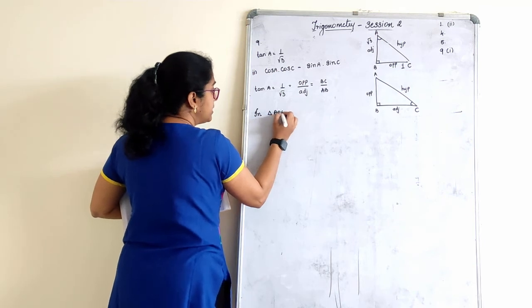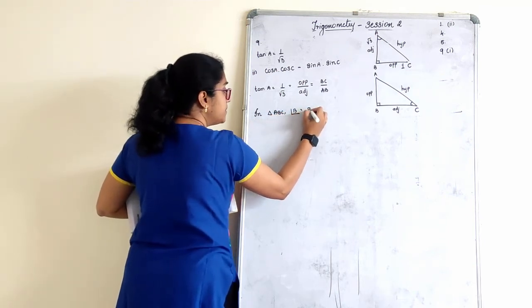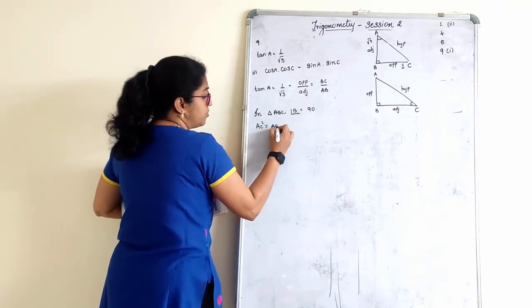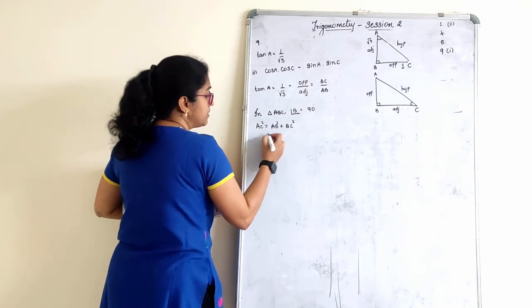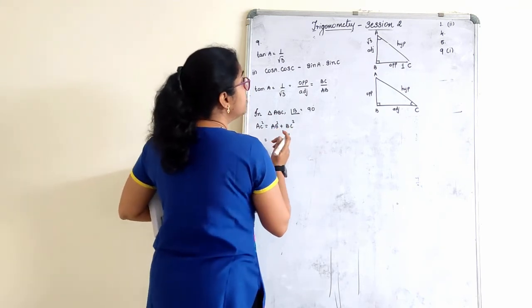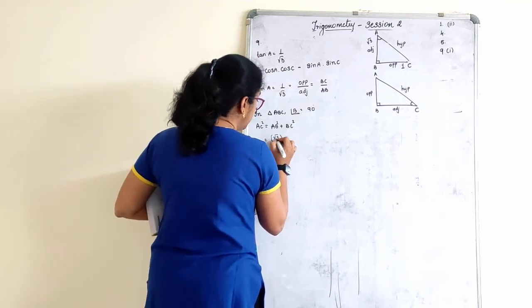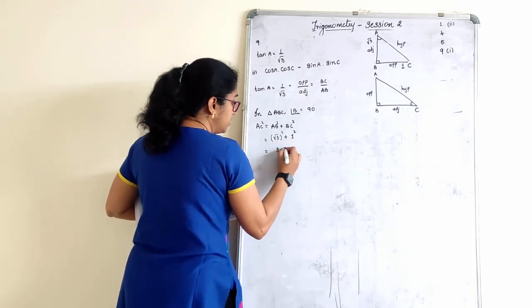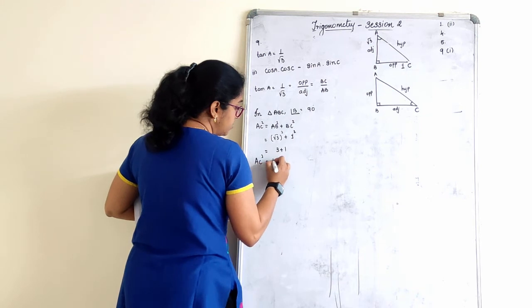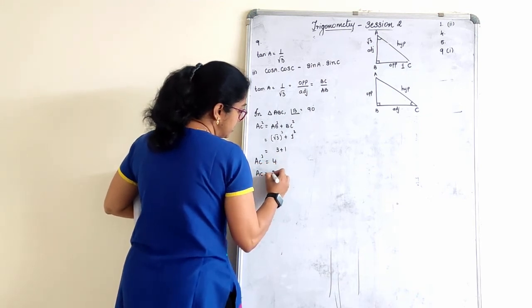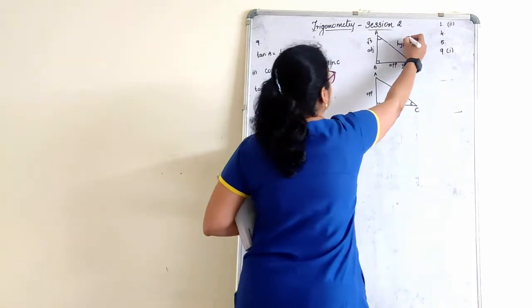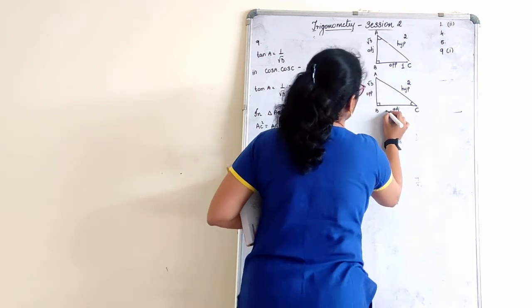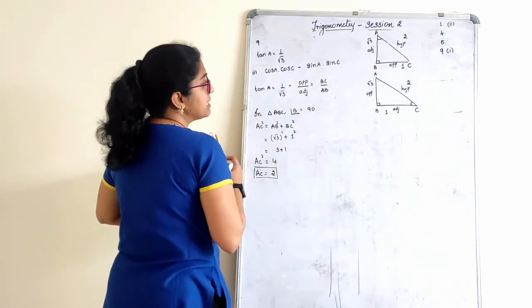In triangle ABC, angle B is equal to 90 degrees. AC square is equal to AB square plus BC square. AB square is root 3 whole square plus BC square is 1 square. 3 plus 1, AC square is equal to 4. AC is equal to 2. Just write the values of BC, AB and AC.